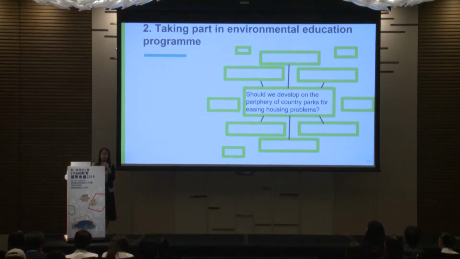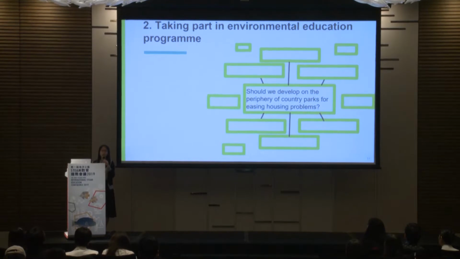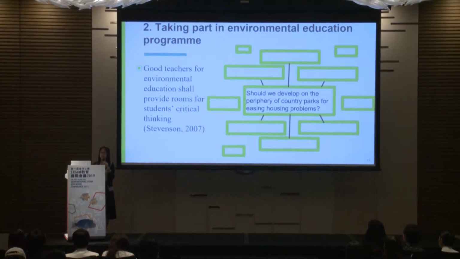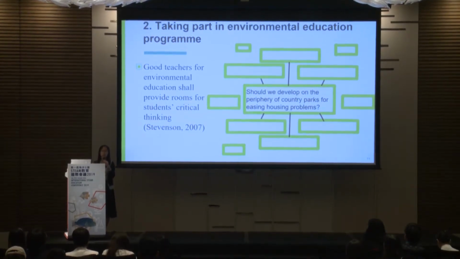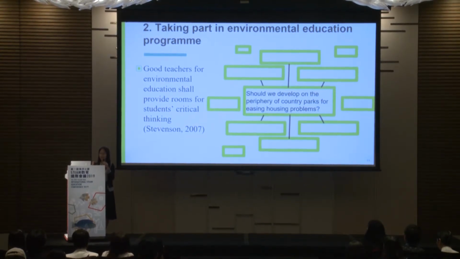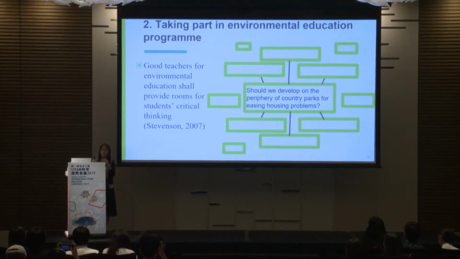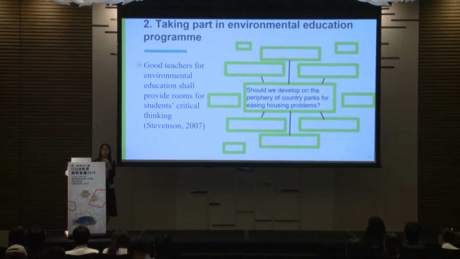Then, based on their own experience and their values, they will develop their own thoughts and have their critical thinking. As Stevenson stated, good teachers for environmental education should provide room for students' critical thinking. I think it is the thing that I missed before, when I thought I should find a way to convince them to love nature. But actually it is not only about that, but letting students explore different viewpoints so that they will have their own critical thinking.